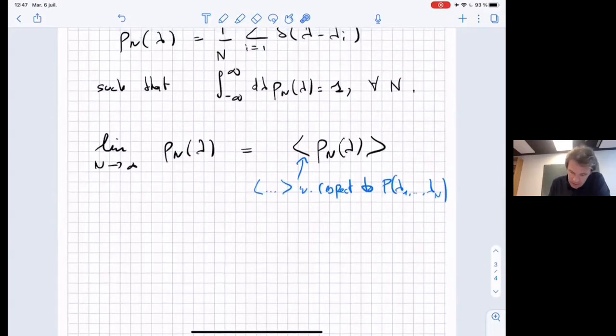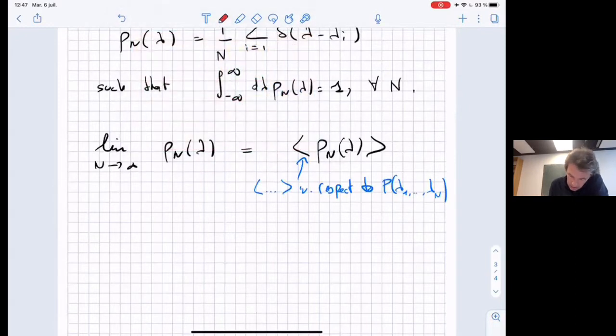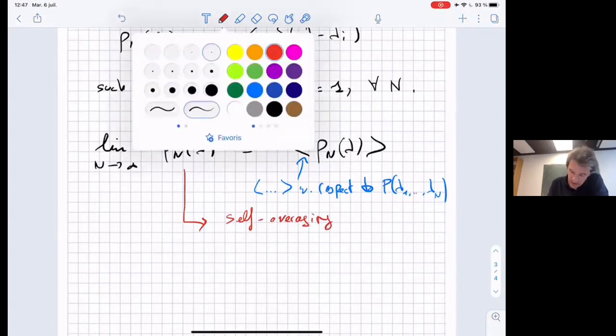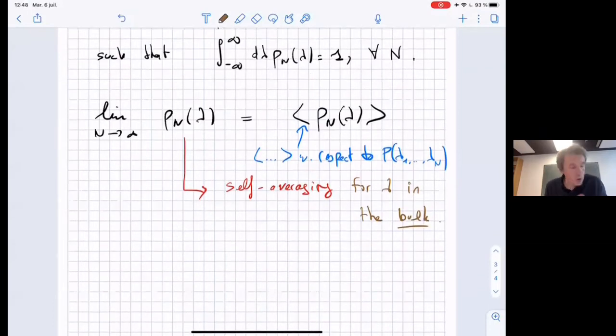Okay, so that's one thing here that says that this measure is self-averaging. Now I should add that this holds not for all values of lambda, but for lambda in the bulk, this self-averaging property. I will define what the bulk is in a few minutes, but let's just be correct.